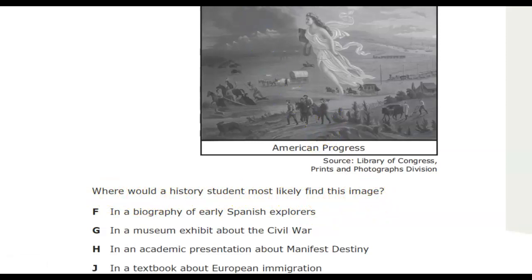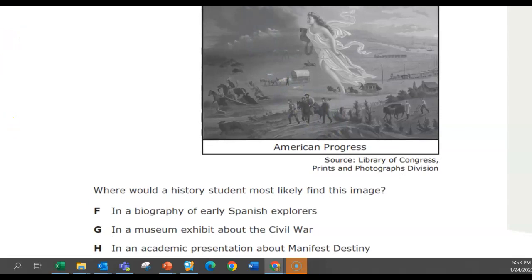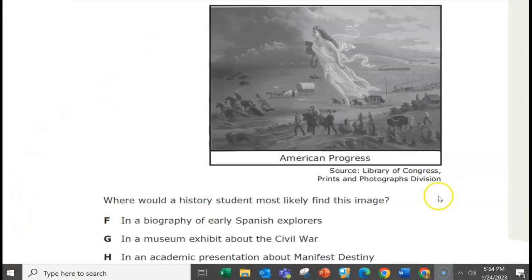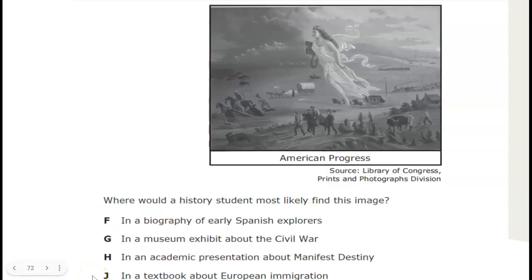Well, we can look at this image and we can see that the image is what we've worked on all week, which is manifest destiny. So I would say in an academic presentation about manifest destiny. Okay, so this is most likely found in an academic presentation about manifest destiny. How do you know? Because I had an academic presentation for you yesterday, and where was that picture?